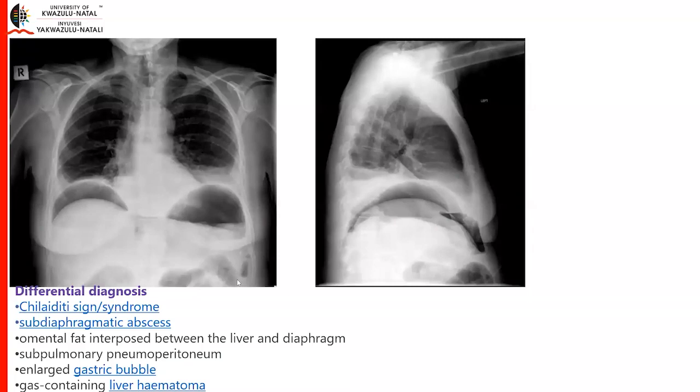Now, it's important to bear in mind that there are always differential diagnoses, right? And what is Chilaiditi syndrome, anyone? It's a bit of a difficult one. Zimisele Lutuli. Anyone who wants to put up their hand, please feel free.